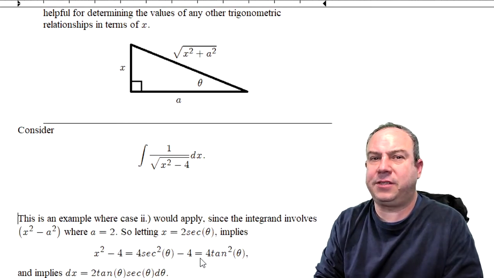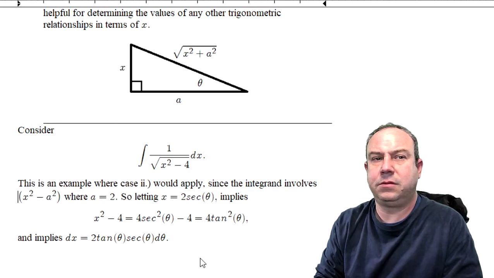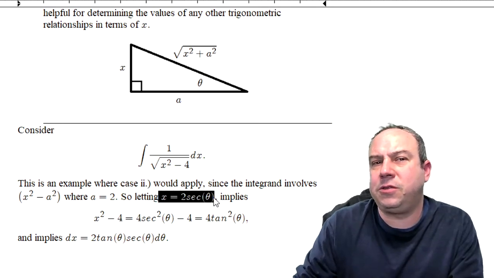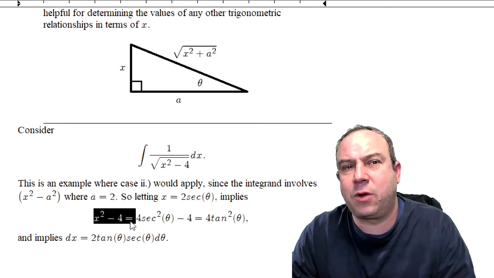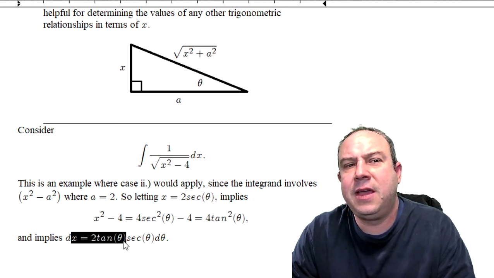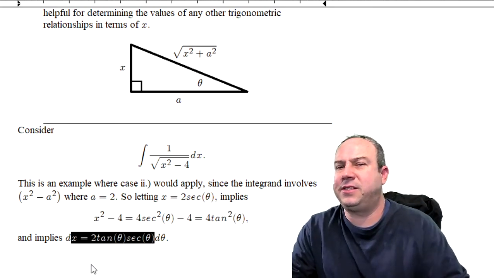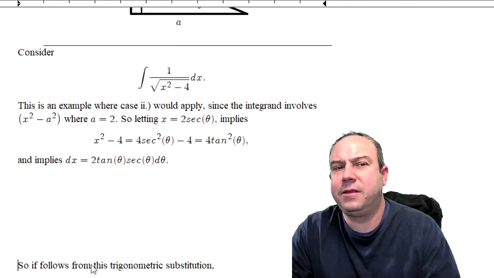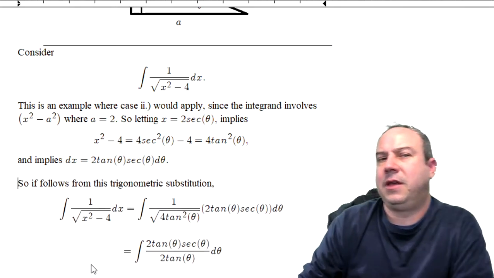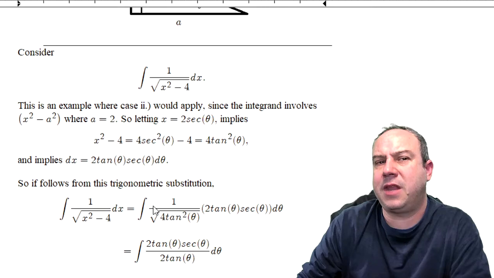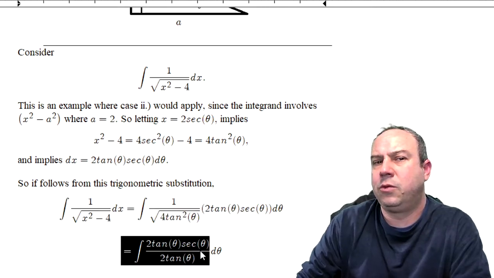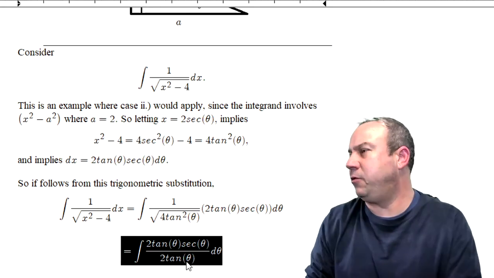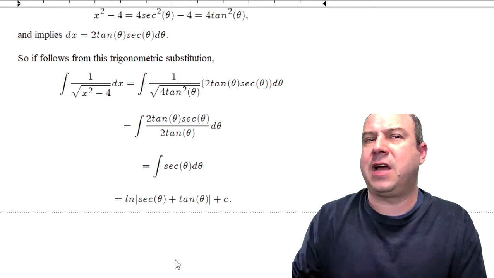This is an example of case 2. All right, x squared minus a squared, where a equals 2. And we're going to let x equal 2 secant theta. That does imply x squared minus 4 is 4 tangent squared theta, and implies dx is equal to 2 tangent theta secant theta d theta. So if I substitute that in, it follows from trigonometric substitution that I would prepare this statement, which does turn into this statement where you can see there's some convenient simplifying here. The 2 tangent theta cancels in both the numerator and denominator.